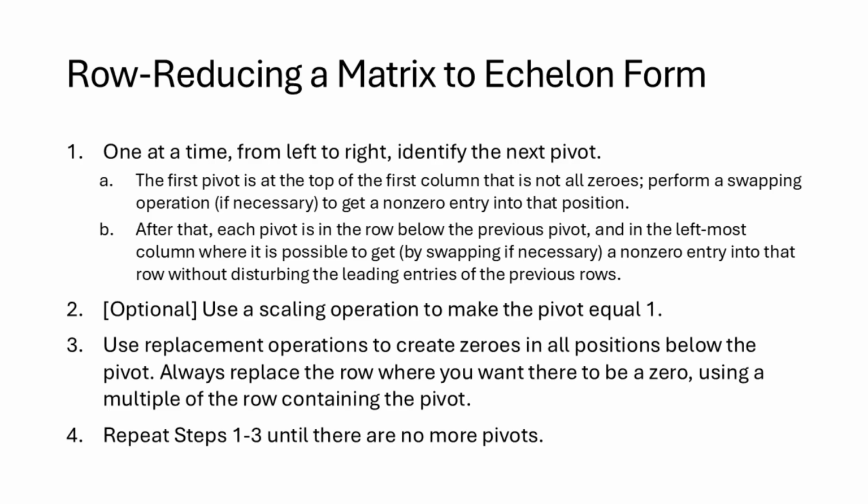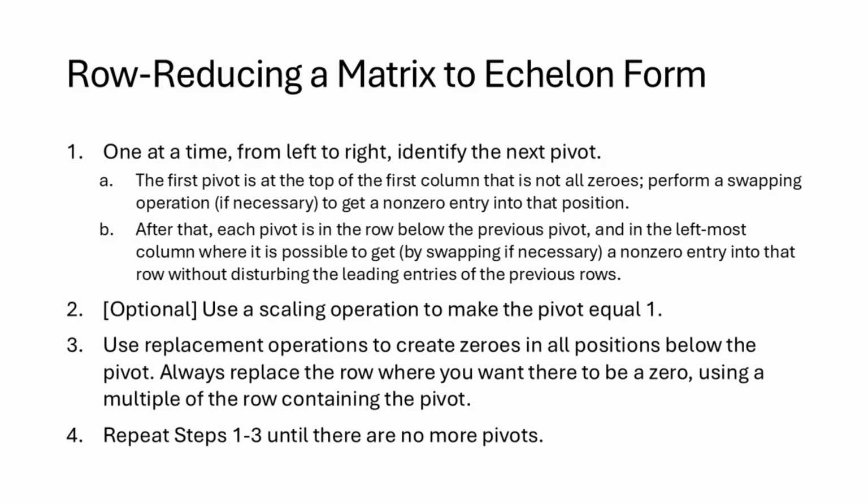After the first pivot, the following pivots are each in the row below the previous pivot, and in the leftmost column where it's possible to get, via swapping if necessary, a non-zero entry into that row without disturbing the leading entries of the previous rows. That sounds complicated, but as you see us start to work through some examples, you'll understand what that means.